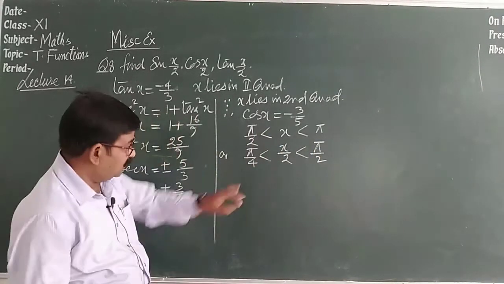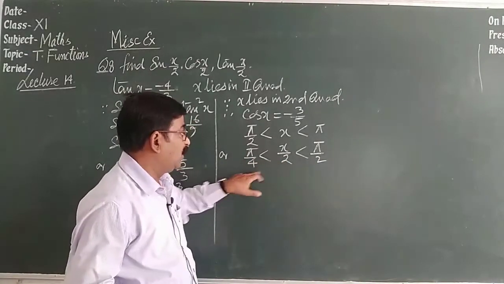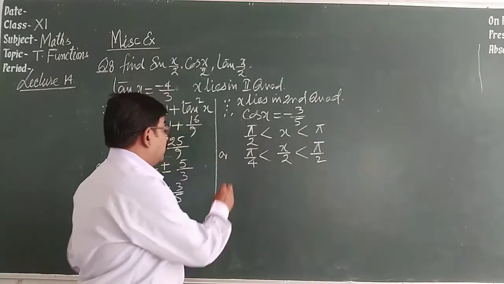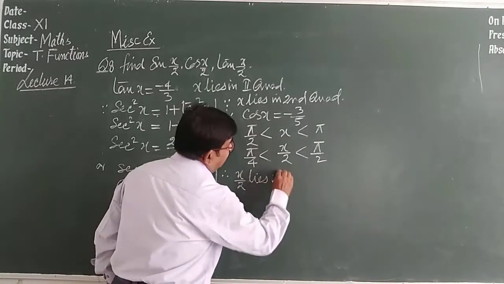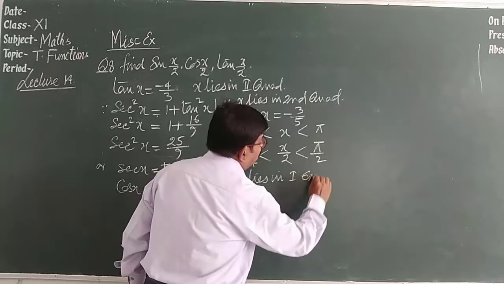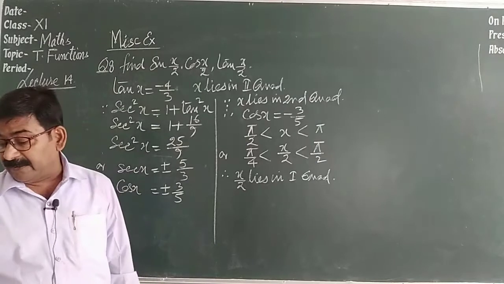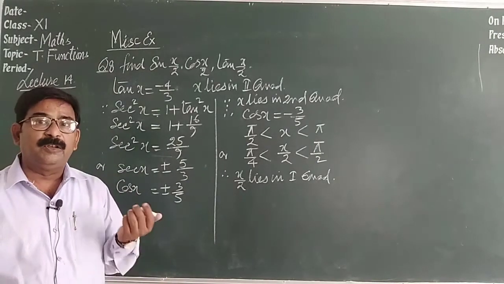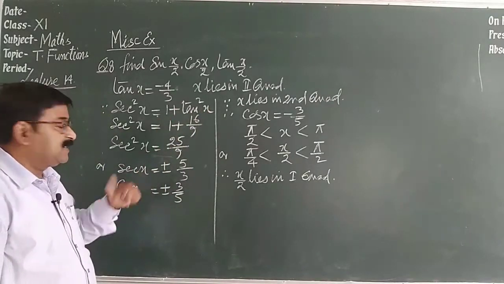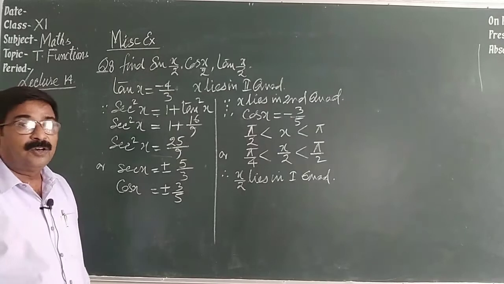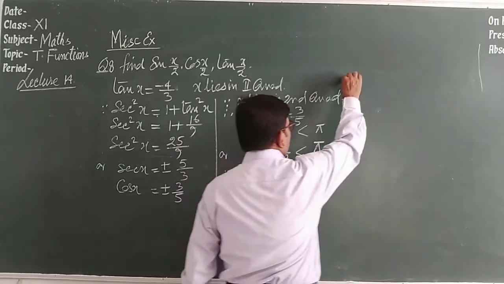Try to understand. Now see this relation. This x by 2 is between pi by 2 and pi by 4, means in first quadrant, since x by 2 lies in first quadrant, the value will be positive. So we have got the value of cos x. Cos can be converted into sine in which formula? Remember this formula.